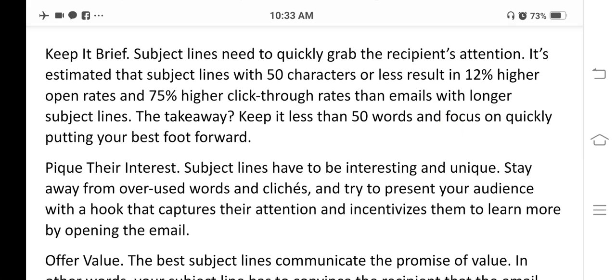Then the next is pique their interest. So make sure that your subject line is not casual and it should be interesting and unique so that you can grab the attention of the reader. If your subject line seems interesting and unique, then definitely the receiver would be interested to go through the whole message or go through the whole letter.